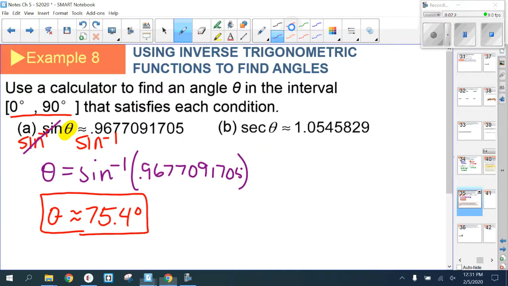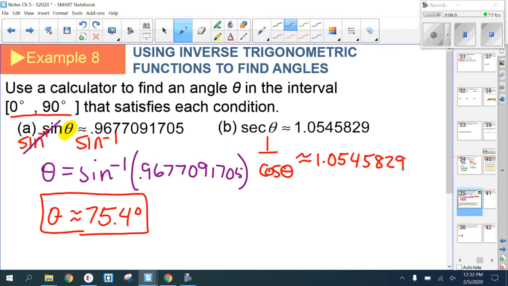And so there's a couple of different ways to do it. I'll show you the long way first. The long way is just to understand that secant is 1 over cosine. So we would have 1 over cosine theta equals 1.0545829. All right, but that's a little bit tricky because your variable is on the bottom. You can't just do an inverse cosine here because that variable is on the bottom.